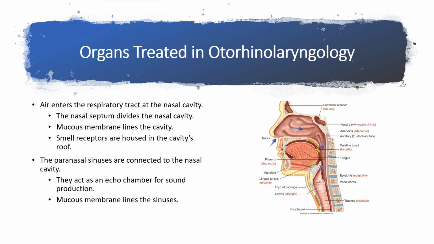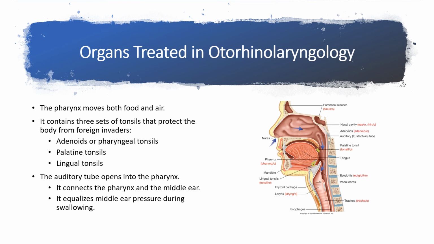Okay, now let's look at other organs. The air that you breathe enters the respiratory tract at the nasal cavity. The nasal septum divides the nasal cavity in half. There's a mucous membrane that lines the cavity. Cell receptors are housed in this cavity. The paranasal sinuses are connected to the nasal cavity. They also act as an echo chamber for sound production, and mucous membranes line these sinuses.